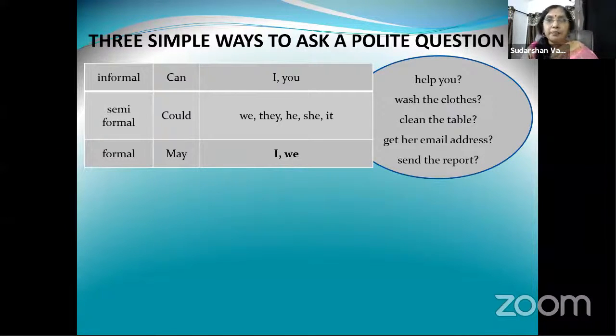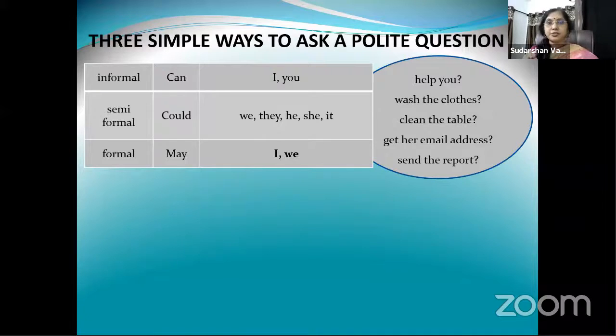So, can I help you? And Gala చెప్పేసి వదిలేయడం. Can I help you? When I say to you, you are going to respond to me. You can either say yes or you can say no. Both possibilities are there. When I say, can I clean the table?